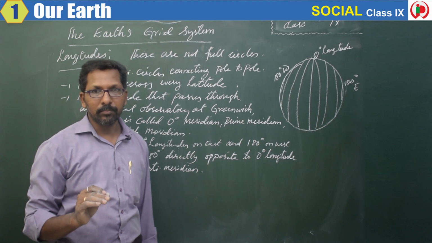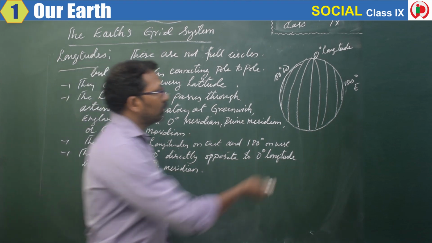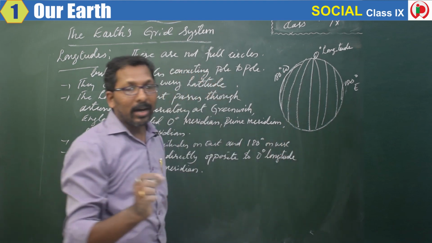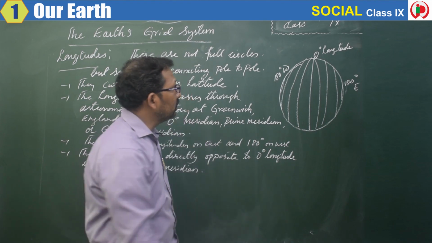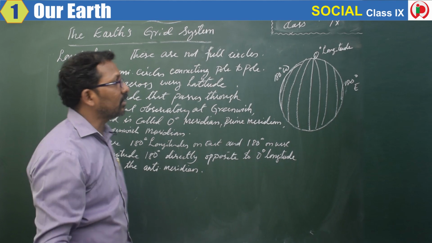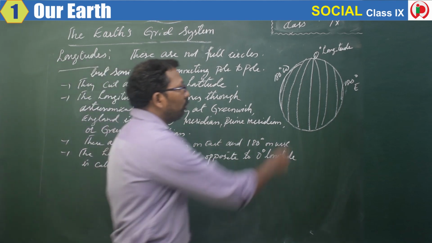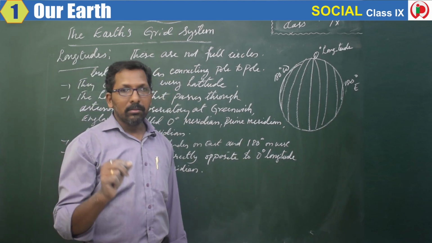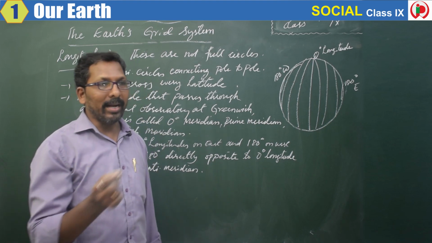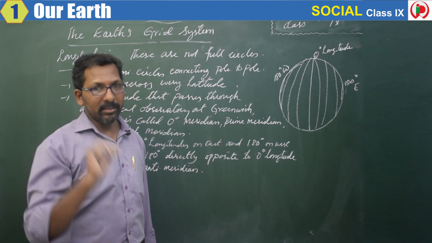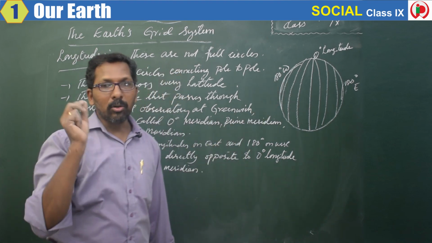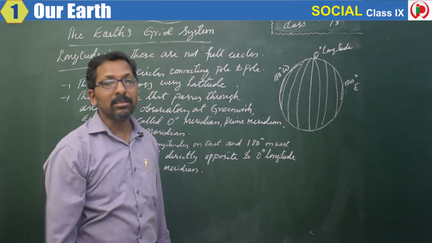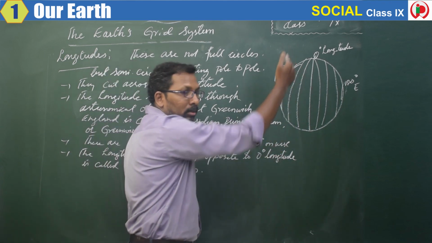So these longitudes are drawn vertically on the globe, isn't it? And these longitudes are not circles but semicircles. Semi means half circles, right? So these are not full circles, but semicircles. Now, the Latin words mean quite different things. For example, latitude meant width. Then what does longitude mean in Latin? It means length. So longitude means length.